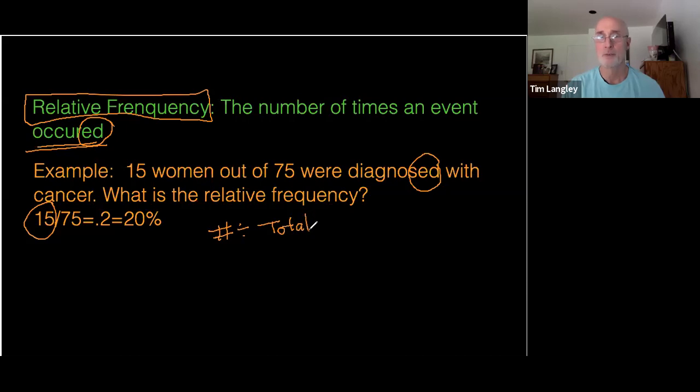And it also happens to be how we figure out experimental probability, which is coming, all right? So in this case, if 15 out of 75, if I divide 15 by 75, I'm going to get 0.2 over here on the screen. And I'm going to turn that into a percent by moving it 2 places, and it's 20%.